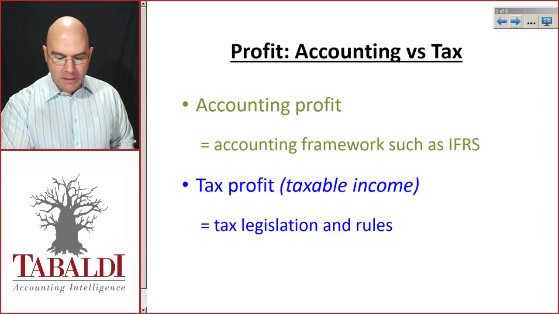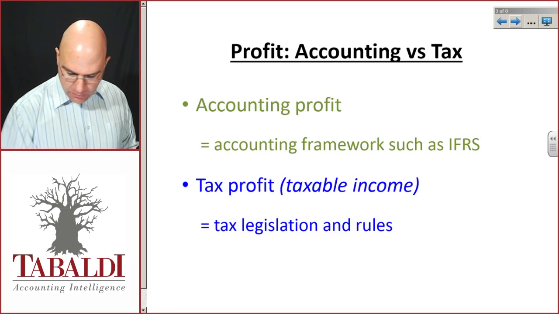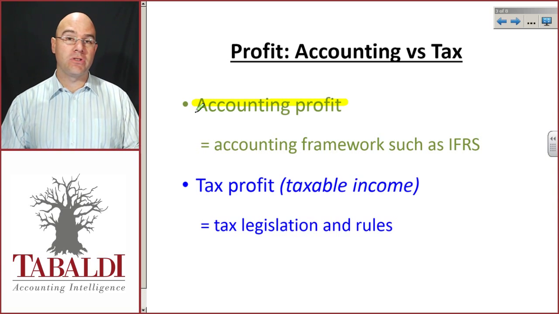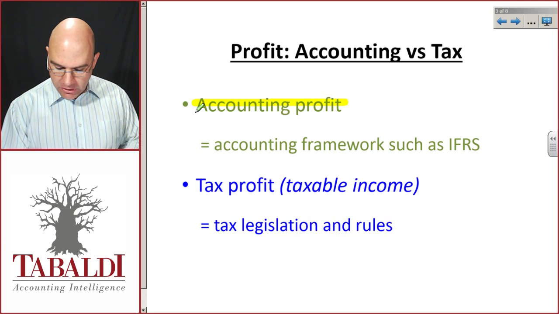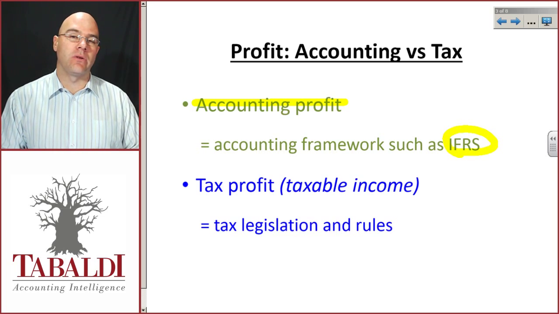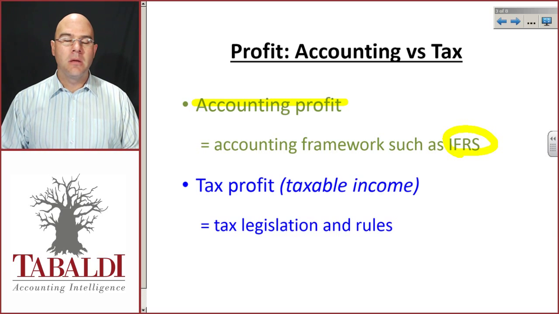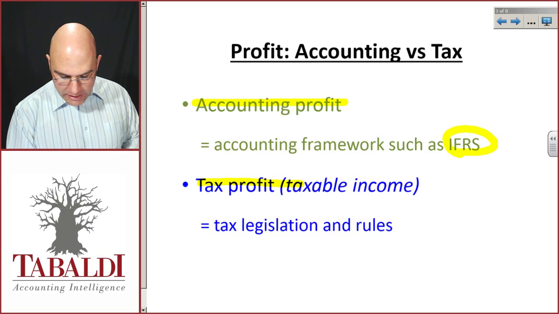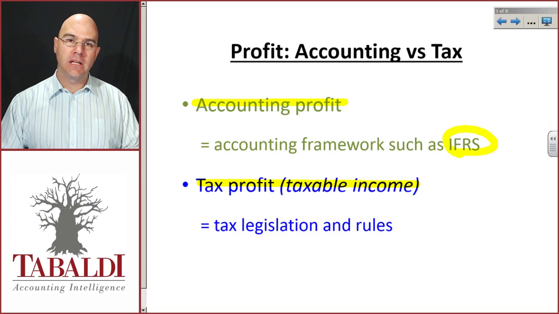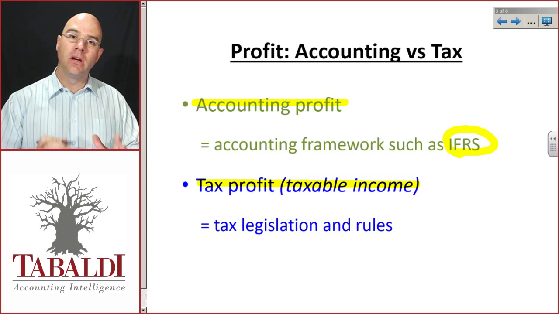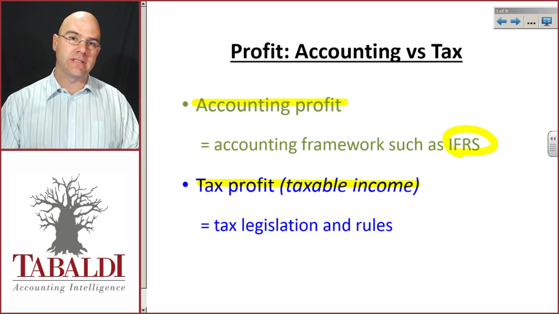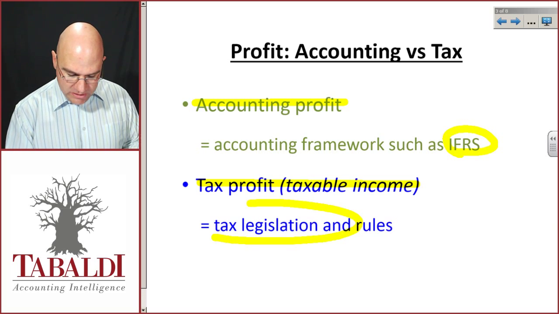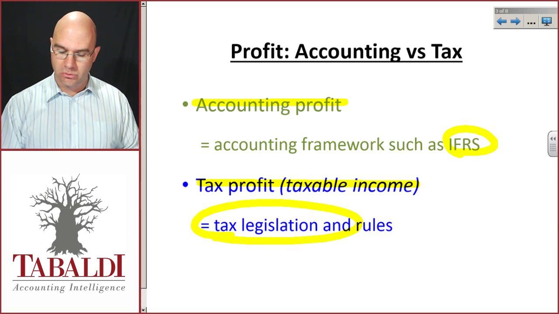Okay, so a couple of concepts just to remember here, ladies and gents, is that we do have accounting profit, which we account for in terms of our accounting standards, right? And in this course, we're using IFRS, International Financial Reporting Standards. But then each country also has its own tax legislation. And you will end up having to work out a taxable income in order to work out how much tax will be levied for your company. Now, we'll just refer to this as taxable income, sometimes tax profit. But remember, this is not IFRS, this is your tax legislation and country-specific rules.